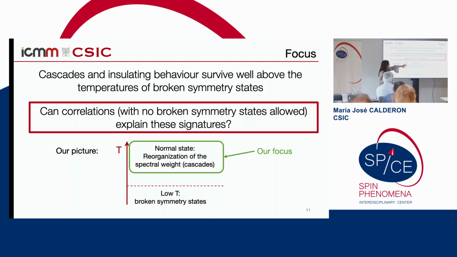So we are going to see that in the normal state, only with correlations, we can get a reorganization of the spectral weight, these cascades, okay? And of course, at lower temperatures, we will still have these broken symmetry states, that's for sure. But we wanted to see the normal state, because this is the normal state from which all these broken symmetry states are going to arise. So it's very important to understand what this normal state is.